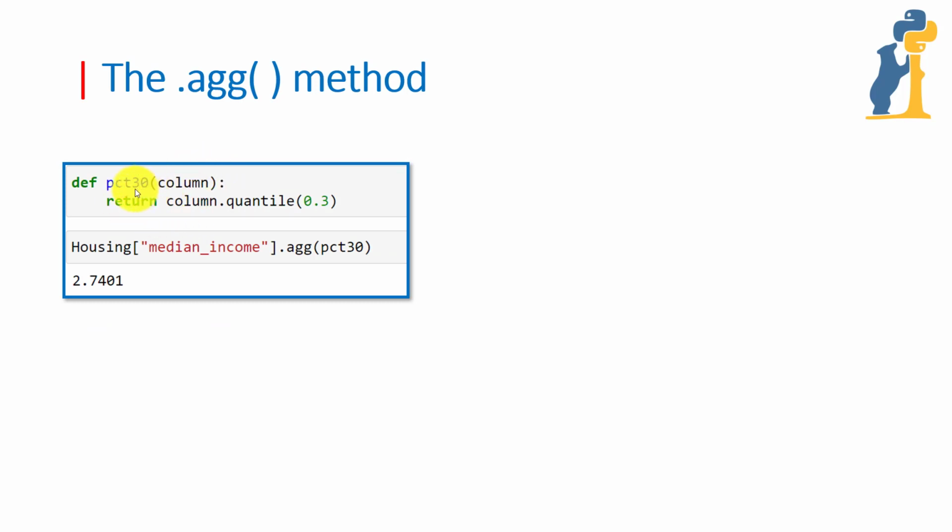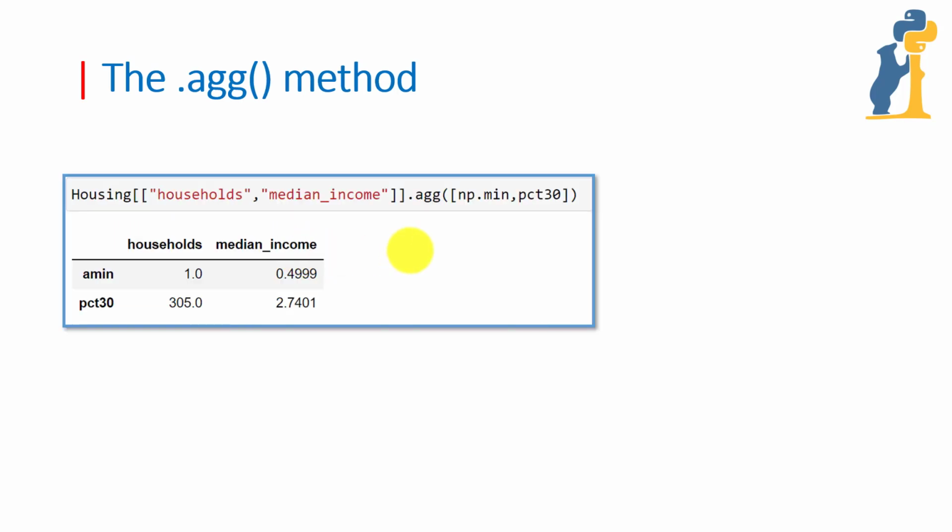Here you build the customized function and call it percentile 30. It returns a quantile, and you should pass here the argument of quantile. And if you need to apply this function on any column, just select the column and pass this function to the aggregate method. Here you are interested in calculating the minimum value and the customized function percentile 30, and applying them on two columns, households and median income.